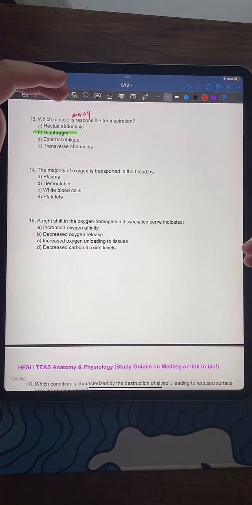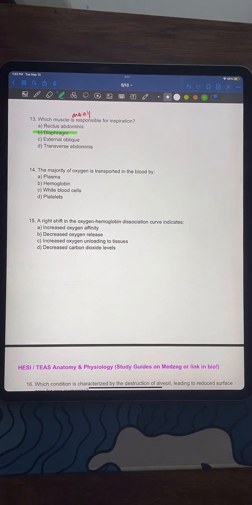Number 14. The majority of oxygen is transported in the blood by what?